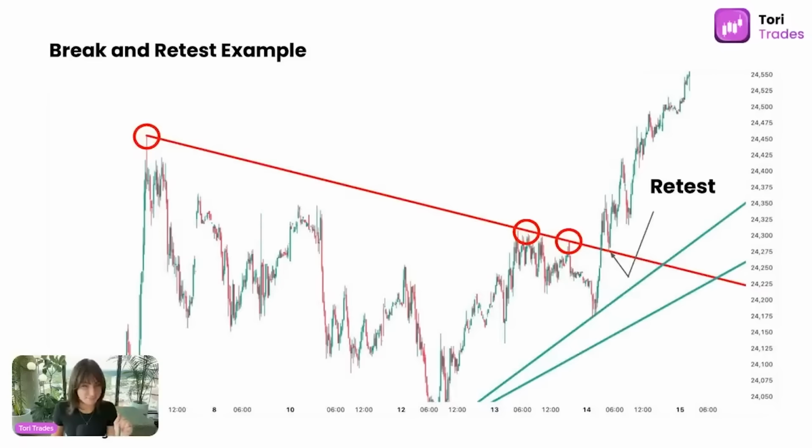Now, this is an example where the price broke the line. The downward red line is our action. And then it came back and touched it from the other side. This is called a break and retest. It's very straightforward. Break, retest. Touches it from the other side. This is just a different type of setup.